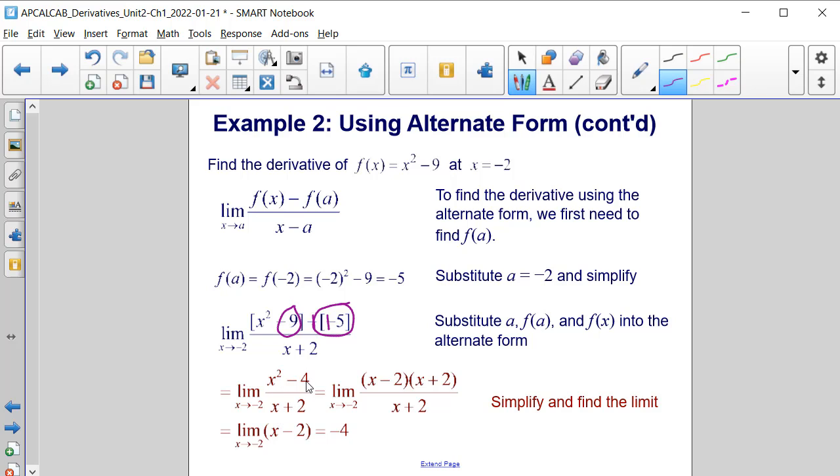Well, x squared minus 4 factors to be x minus 2 times x plus 2. And then notice we have two factors that are the same here, so they cancel each other out, or simplify to 1. So we now have the limit of x minus 2 as x approaches negative 2, and we can use direct substitution, and we'll have negative 2 minus 2, which is negative 4. So that is what f prime of negative 2 is, which is the slope of our tangent line when x equals negative 2.